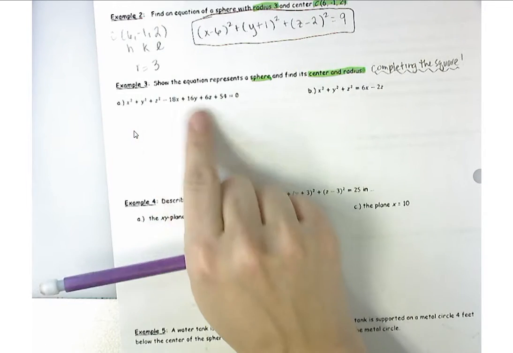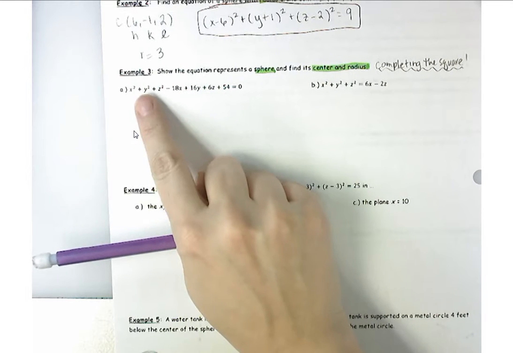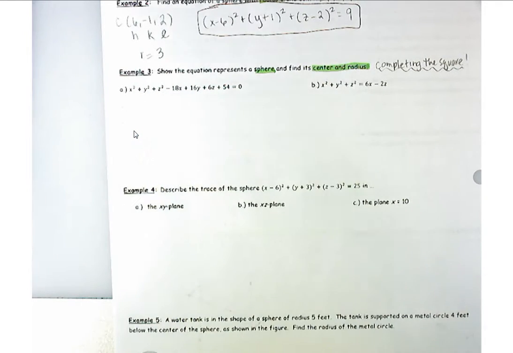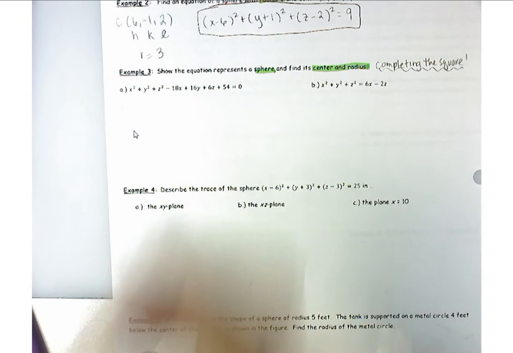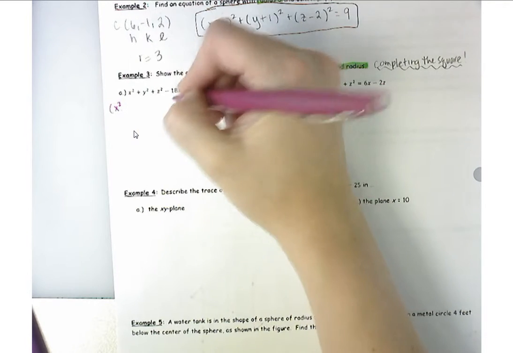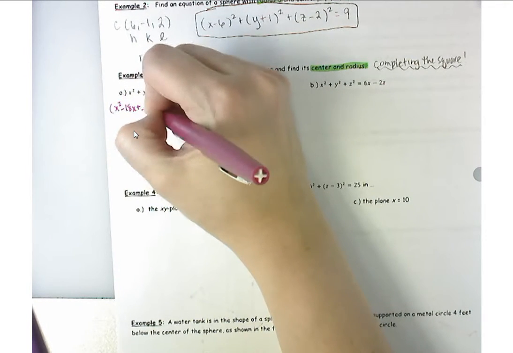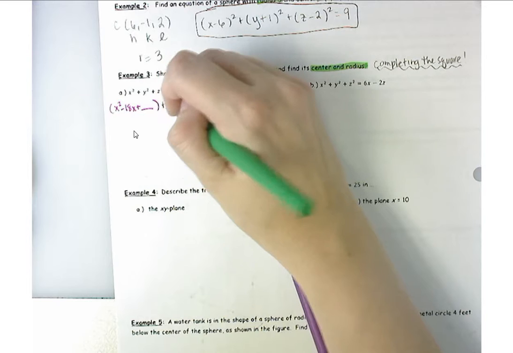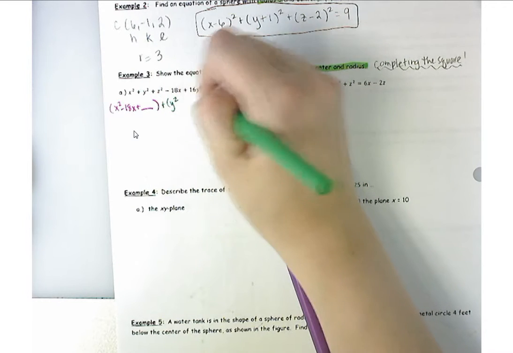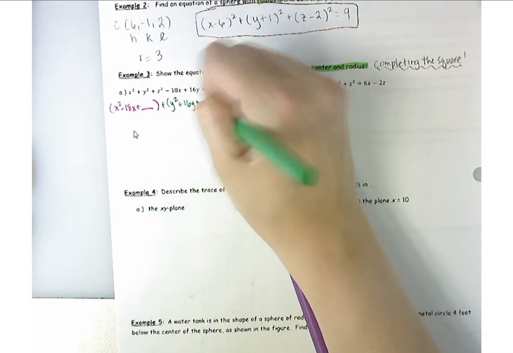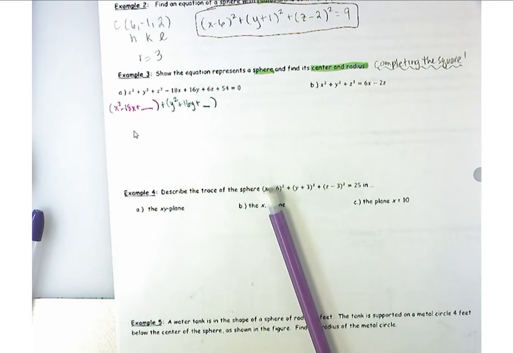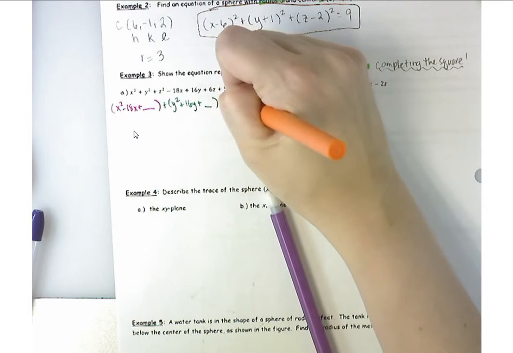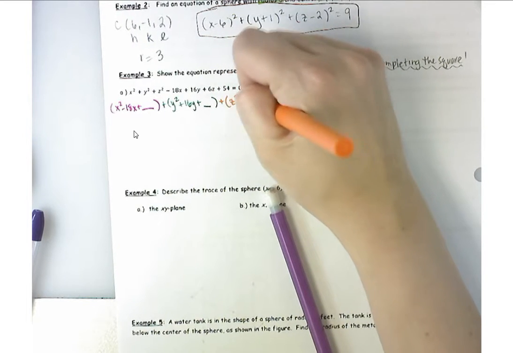So what we have here, we have the x, y, and z squared together. What we want to do is group the x terms together, the y terms together, and the z terms together. So the first thing I'm going to do is write the x's next to each other. So this will be x squared minus 18x, and then plus blank. And then I'm going to group my y terms. So plus y squared, and then 16y plus blank. And then I have the z's, so z squared plus 6z plus blank.